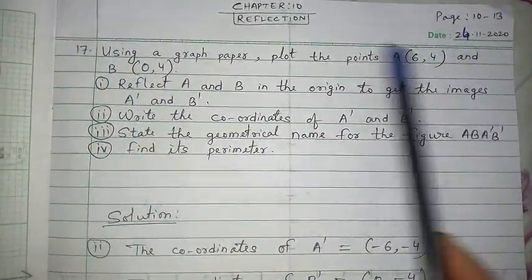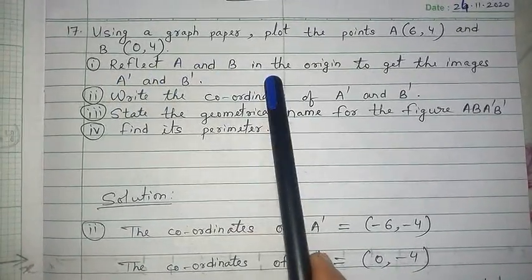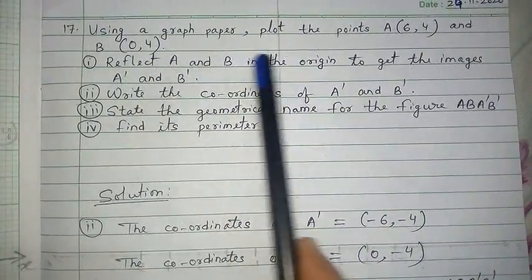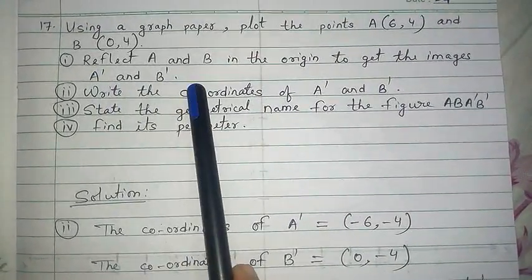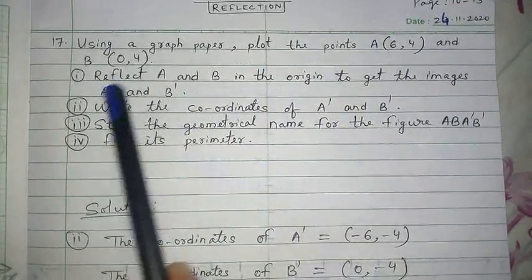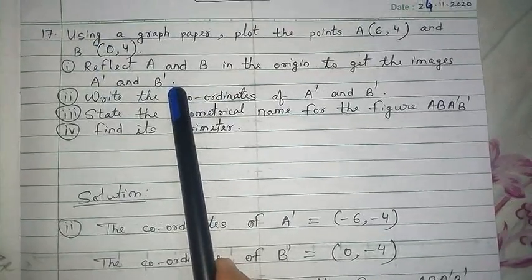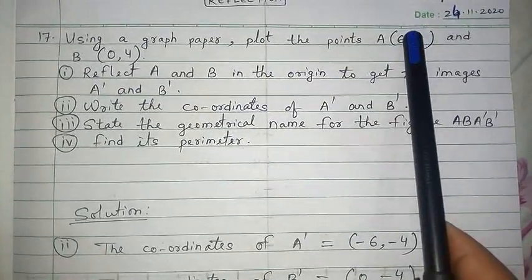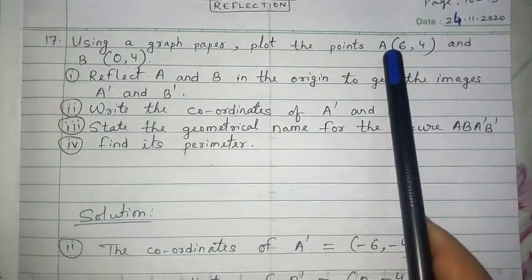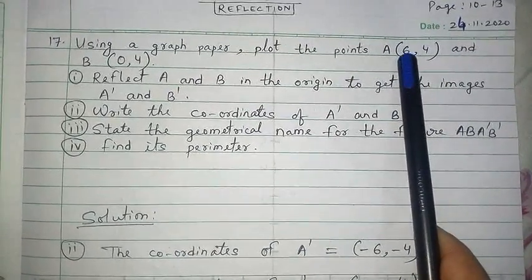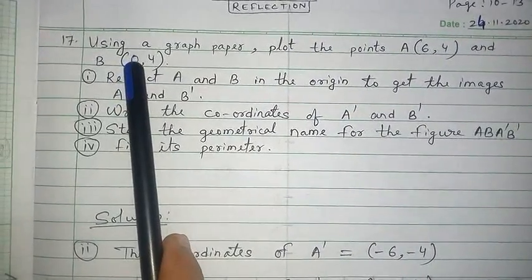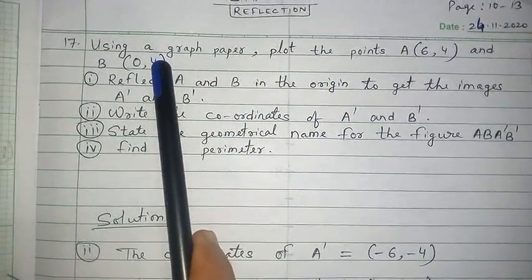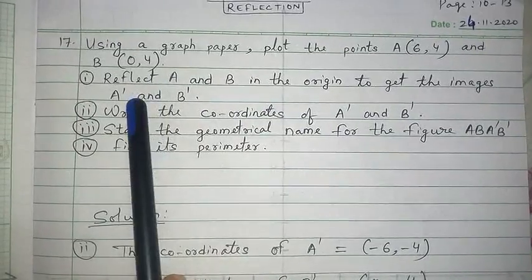Now the first part, the plotting of A and B, is done. Next, reflect A and B. I have to reflect A and B in the origin to get the images A dash and B dash. After reflection, A will become A dash and B will become B dash. Reflection in the origin, as I have already explained in the formula, means both values will change. 6 will become minus 6 and plus 4 will become minus 4. And 0 has no positive or negative, so 0 stays 0, and plus 4 will become minus 4. And they will become A dash and B dash.